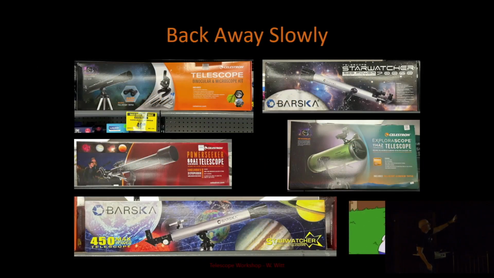These are all things I saw in a local store, actually. They're all relatively inexpensive, but same kind of thing, so I recommend that you just back away. Instead, after you're done here today, you'll probably have better tools to choose a good telescope for yourself.